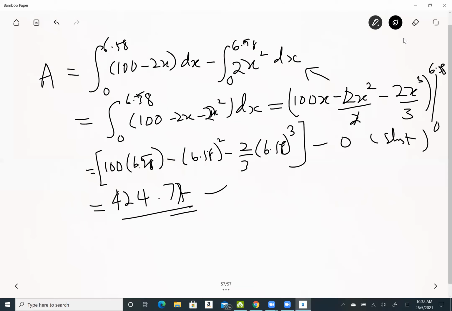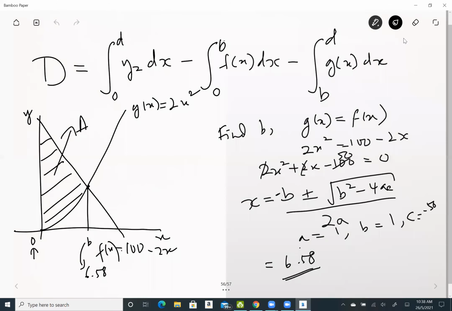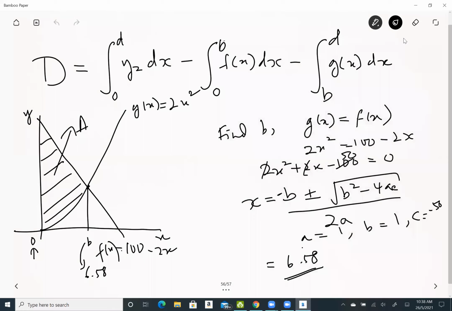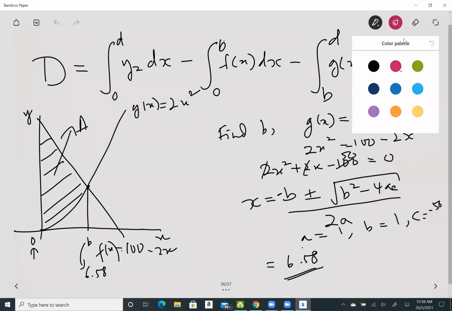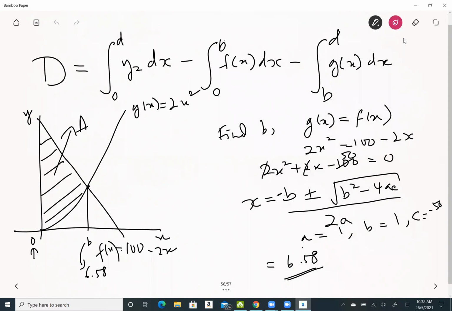Okay, I give you one more practice. Now I want to find the area here. Okay, I draw the horizontal line. Now I want to find the area B. Okay, that area B. Okay, fine now.